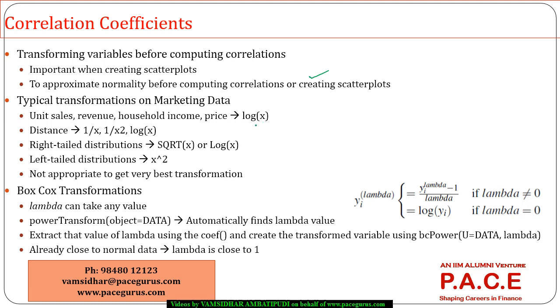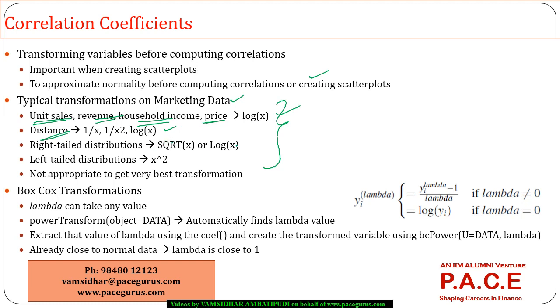In some cases, it is very much essential that I perform the transformation before I really understand the relationships between the variables. Now, just for an understanding purpose, for the marketing related data or even the finance related data, if I'm talking of sales, revenues, household income, prices kind of variables, the most common transformation that is applicable to them is the logarithmic. If I'm talking about the distance, better to apply the reciprocal or 1 by x, 1 by square root of x kind of transformations, or even a logarithmic.